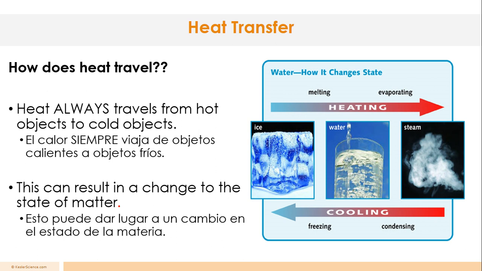How does heat travel? Heat always travels from hot objects to cold objects. This can result in a change to the state of matter.